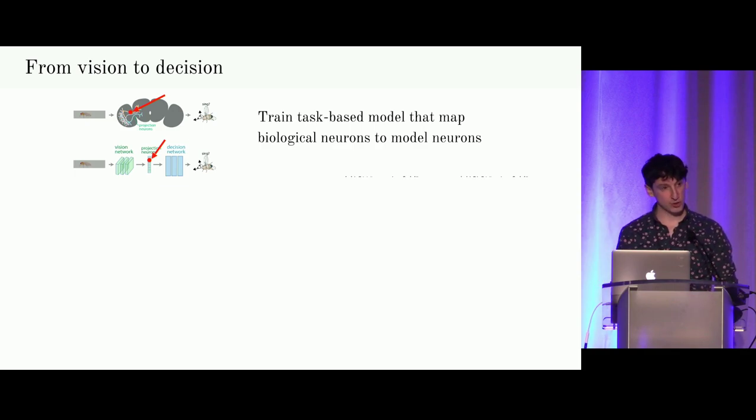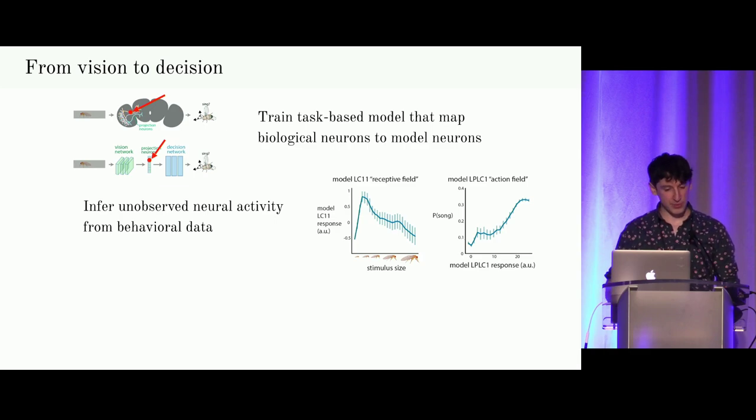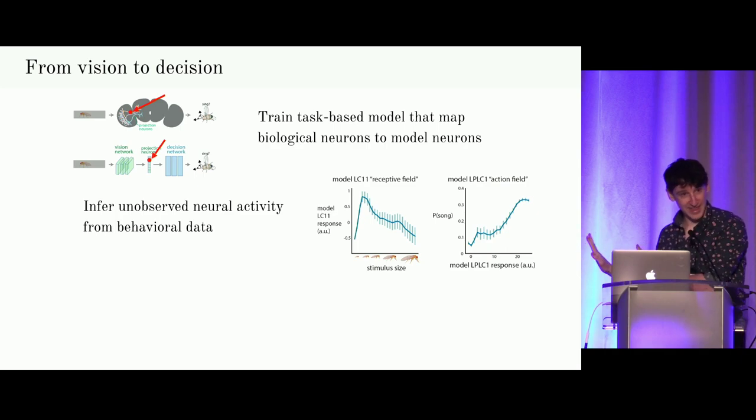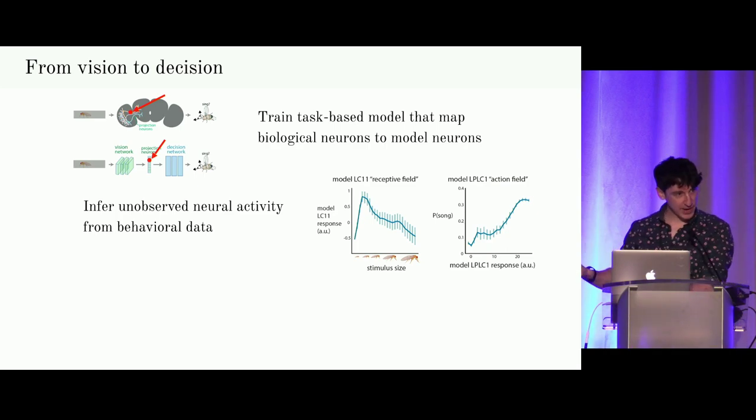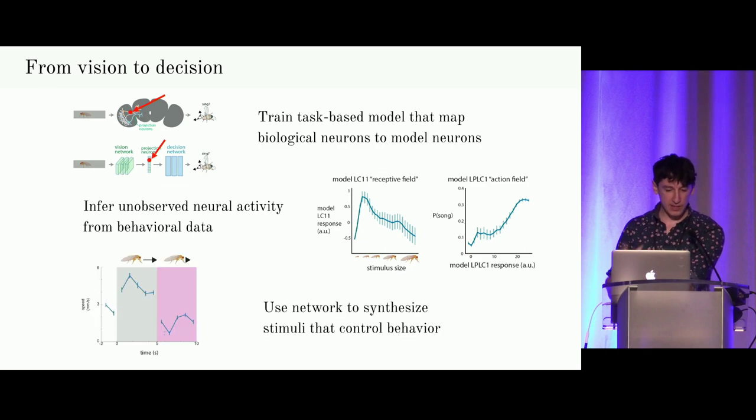So what I've shown you today is that we have a way to train task-based models that allows us to map biological neurons onto these model neurons, and that we can infer unobserved neural activity from behavioral data. And I want to emphasize how cool I think this is, which is that we didn't enforce anything about the neural behavior aside from the fact that we sometimes set it to zero. And even though we did that, we're still able to predict activity of these neurons just from behavior. And we can use this network to synthesize stimuli that are able to control the behavior of this fly.